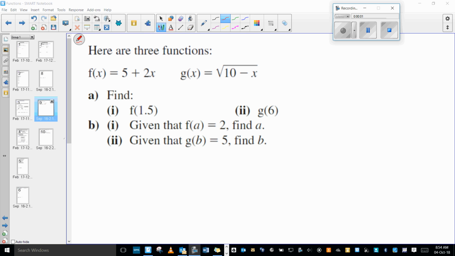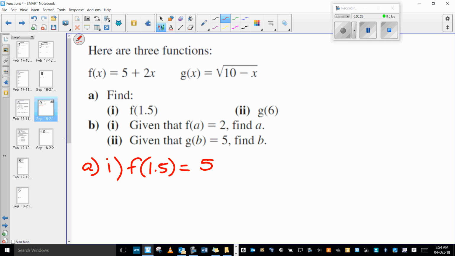Functions. There are two functions, f and g, and first of all we need to find f(1.5). So what do we do to find f(1.5)? You substitute 1.5 into the f. Yeah, exactly right. So what would that give us? 1.5 times 2 is 3, plus 5. Which is lovely.